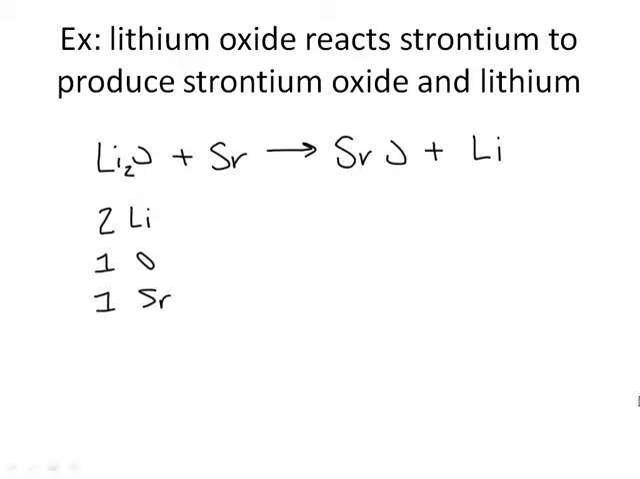On the product side, I have 1 lithium, 1 oxygen, and 1 strontium. So it's not balanced because my lithiums aren't balanced. So what can I do? Well, I can put a 2 in front of the lithium, which changes this to a 2, and now everybody's balanced.